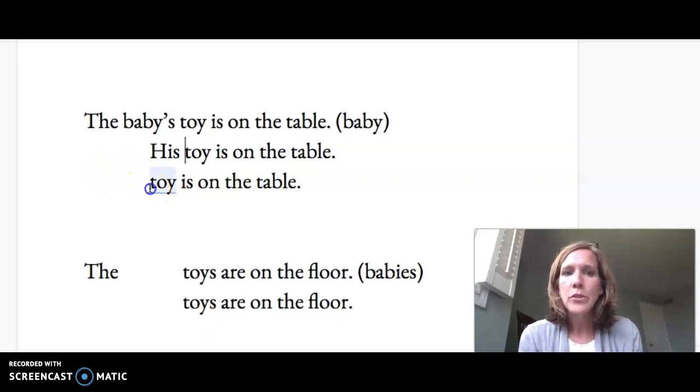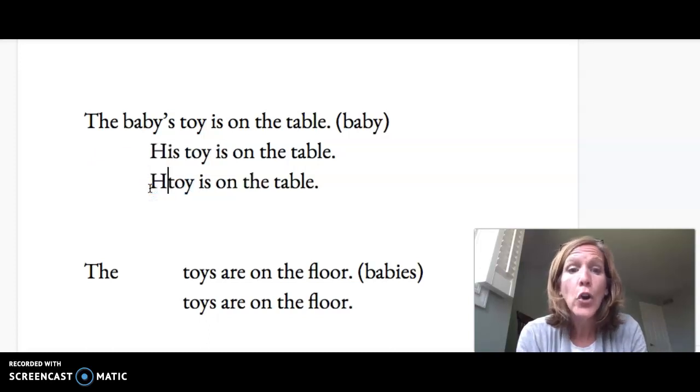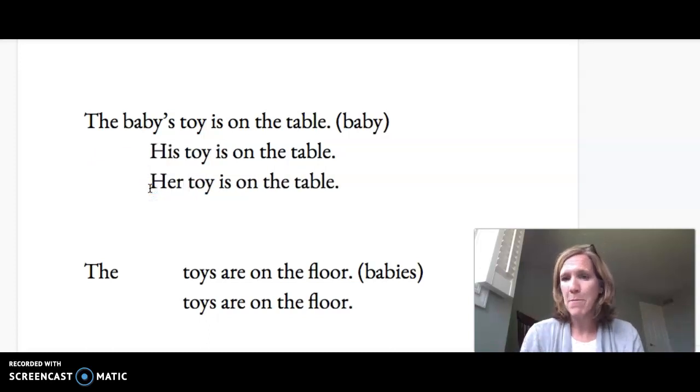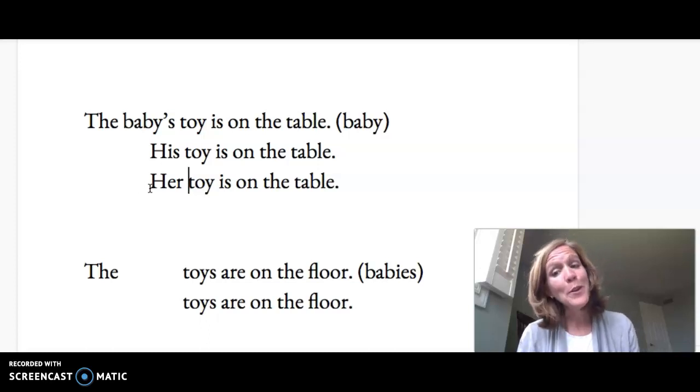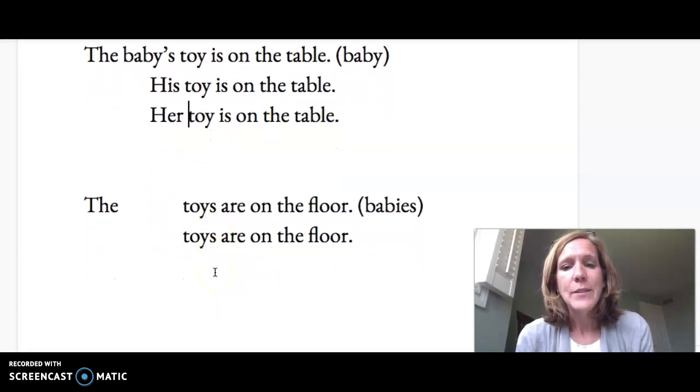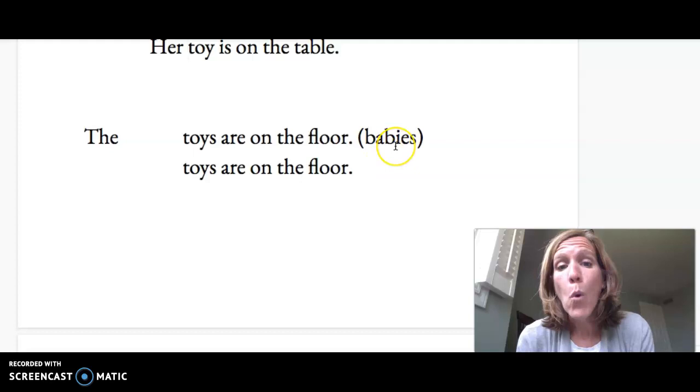But what if it's Mrs. Shubbick's new baby? It would be her toy is on the table. Would we ever say its toy is on the table? Not when we're talking about a human, right? No, no, no.